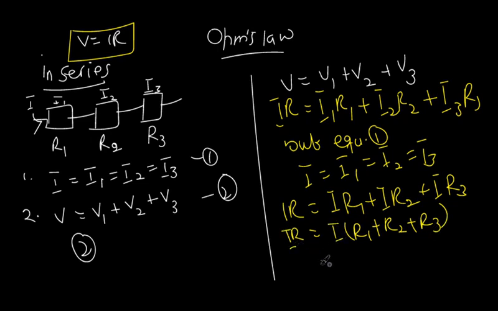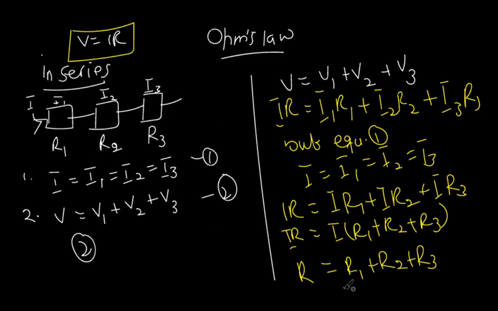But then again, we can see that the I over here, which is the current over here, is the same as the current passing through over here. So they are both the same, so they can cancel out, or we divide both sides by the I. So we will have the total resistance, R, equal to R1 plus R2 plus R3. So whenever you have a circuit with resistors in series, the overall resistance of the resistors is the sum of the individual resistances of the resistors.